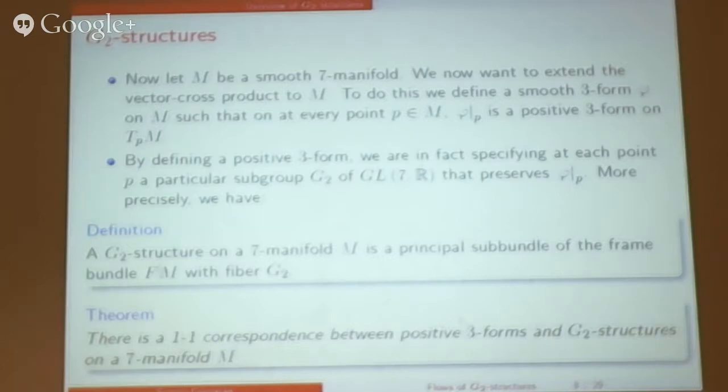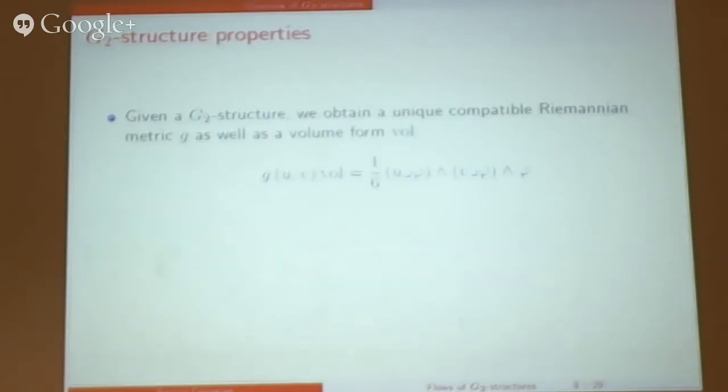Okay. An important theorem is that a positive 3-form on the manifold uniquely defines a G2 structure in this sense of a bundle. And conversely, when we have this bundle, it uniquely defines a positive 3-form. So in many applications, it's much easier to work with 3-forms. Although some people may disagree, right? But if you want to do some concrete computations, usually it's easier to work with the 3-form. Okay, so let's look at some properties.